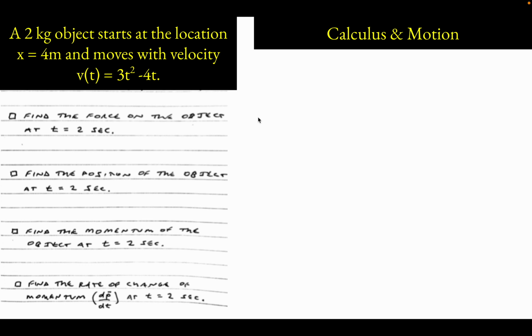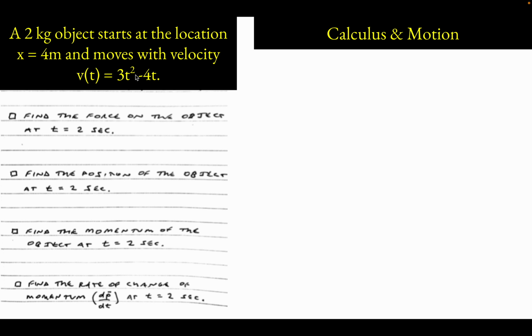All right, next we looked at situations where we might need calculus to handle motion. So what we have here, it says a 2-kilogram object starts at the location x equals 4 meters and moves with this velocity function v of t is 3t squared minus 4t. And first we're asked to find the force on this object.